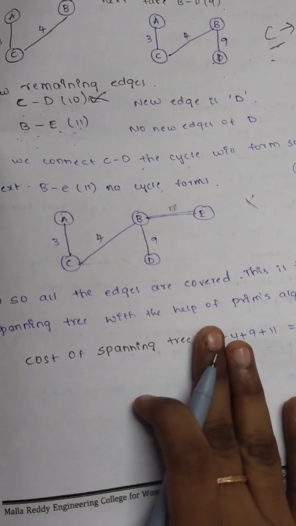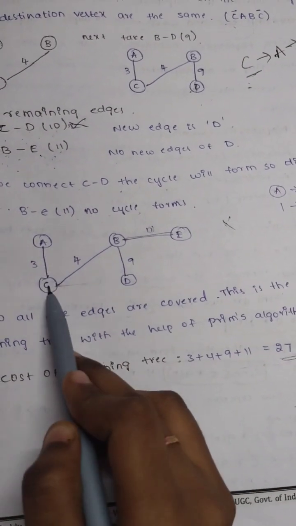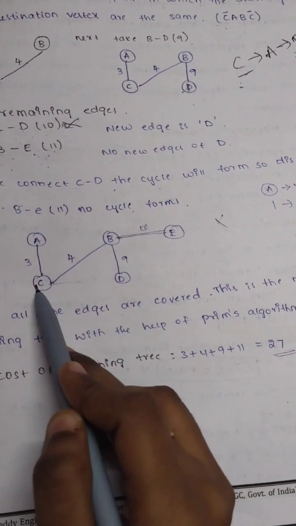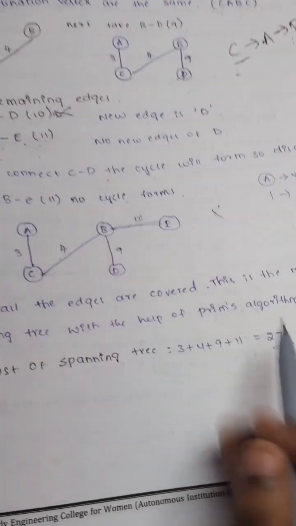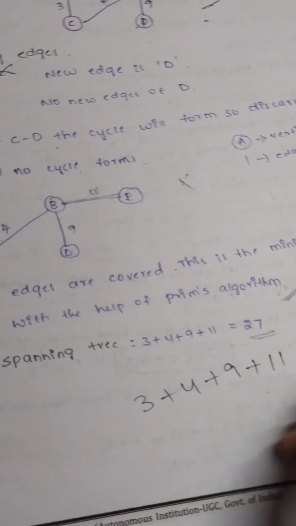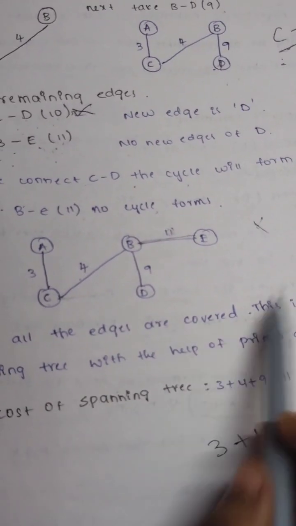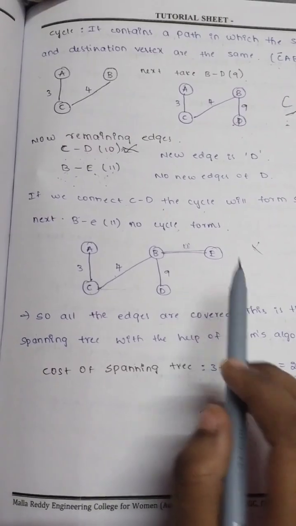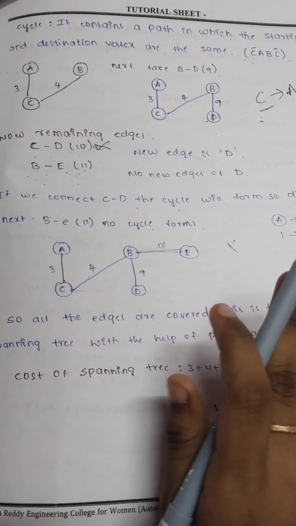So how can we find the minimum cost? The cost of the spanning tree: A to C 3, C to B 4, B to D 9, B to E 11. So 3 plus 4 plus 9 plus 11 equals 27. This is the minimum cost of the given graph. So we formed a spanning tree without forming any cycle.